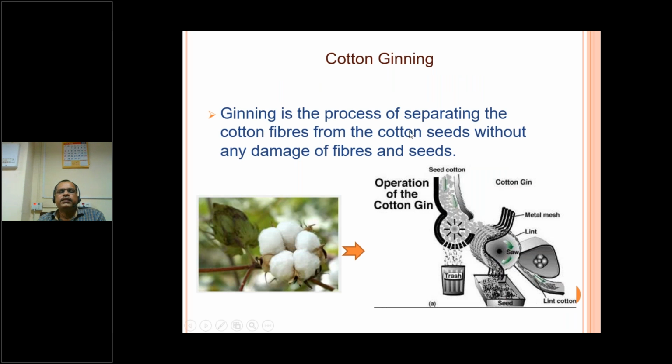The first process is ginning, where we separate the fibers from the seeds of the cotton. This is the ginning process.